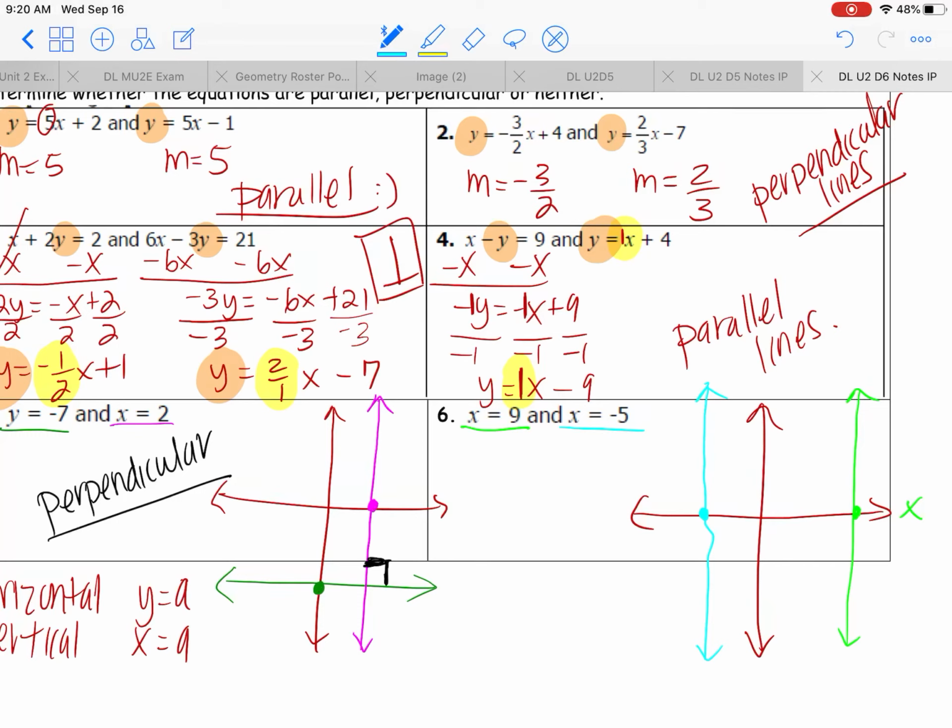So what do you notice about these lines? They're both vertical and they have exactly the same steepness. Okay, so because they're both vertical lines, they have undefined slopes, which is the same, right? So very good. What do you notice about these lines? That they're parallel.